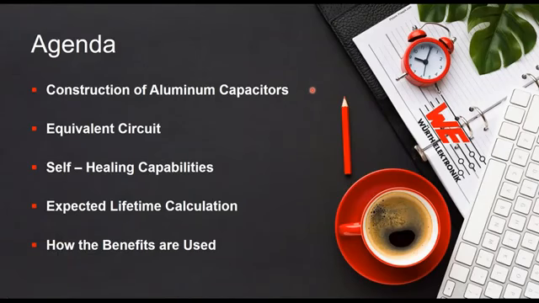So today's agenda would be as follows. We will talk about the construction of the aluminum capacitors itself, so polymer and aluminum. We have a look at the equivalent circuit. We talk about self-healing capabilities of those two product ranges, and also about the expected life calculation, so how you can calculate it and how it will look. And at the end, of course, how the benefits are used and what kind of advantages it brings to the application. So please grab your coffee, relax and have a good time with our content of today.